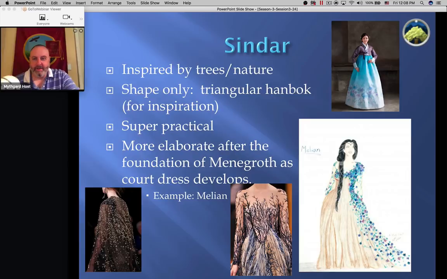I have a little sketch I did of Melian on the bottom right, and then Bree found some pictures of fashion that has natural themes incorporated into it. That sort of shape would be more their ceremonial or courtly dress. Mostly you would see the Sindar in very practical clothing, but I still want to have that aesthetic of not accentuating the body necessarily, but accentuating this triangular shape.